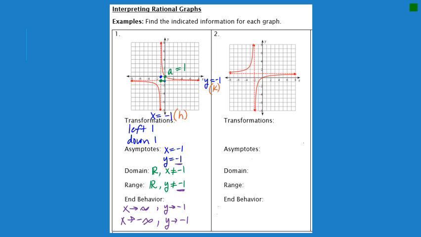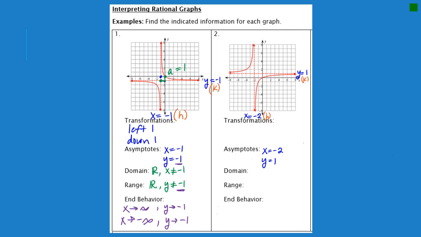All right, for this next example, I want to take a look at the asymptotes first. So my vertical asymptote is x equals negative 2 because that's where it crosses the x-axis. And then my horizontal asymptote is at y equals positive 1 because it crosses the y-axis at positive 1. So I can copy those down. And remember that my x equals asymptote gives you your h value, and your y asymptote gives you your k value. So that's going to help me with my transformations.